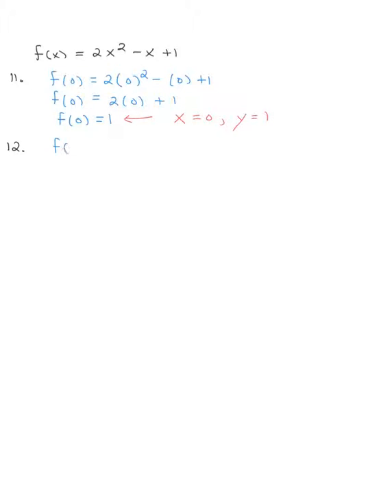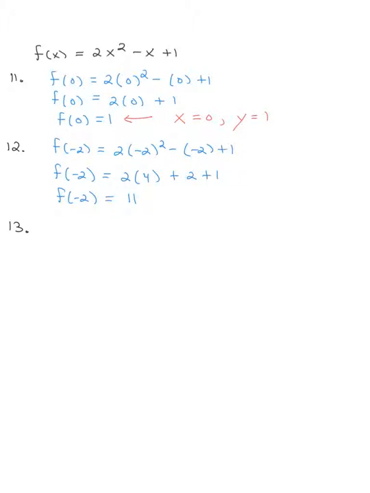For f of -2, this would be 2 times -2 squared minus -2 plus 1. So simplifying this, we get 2 times -2 squared is 4, a minus is a plus 2. So f of -2 is equal to 2 times 4, which is 8, plus 2 is 10, plus 1 is 11.